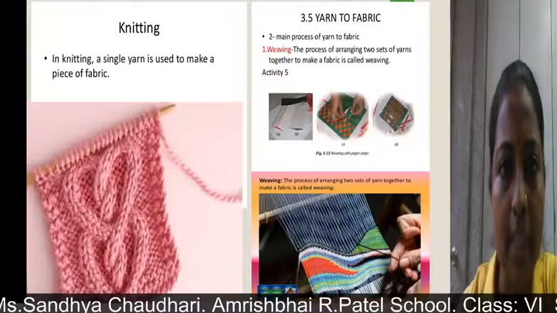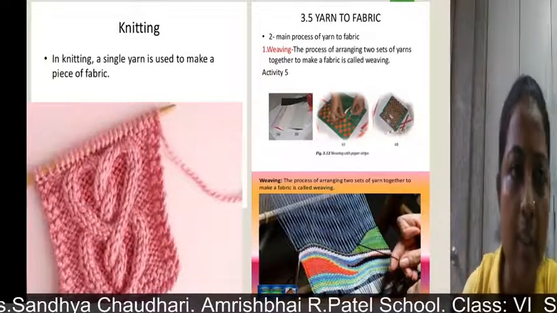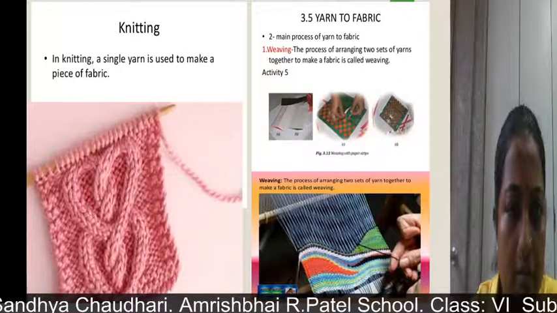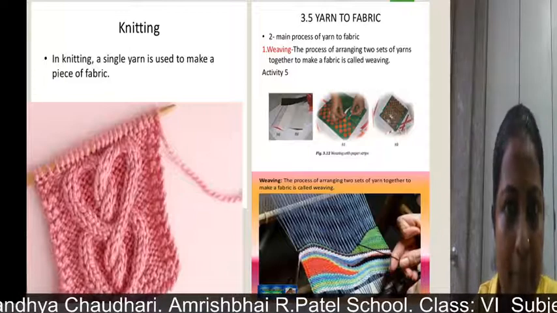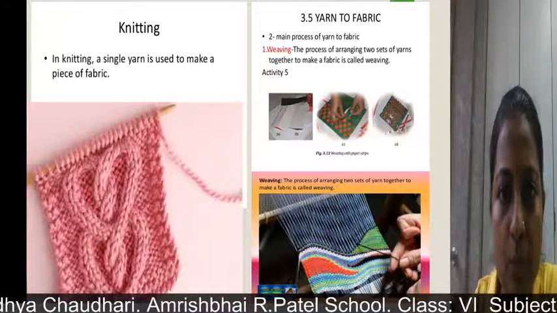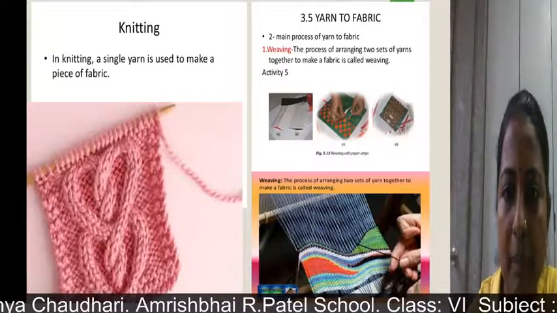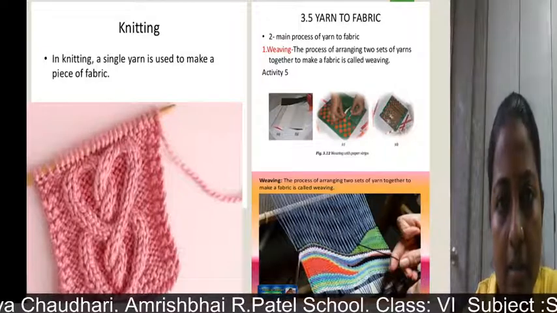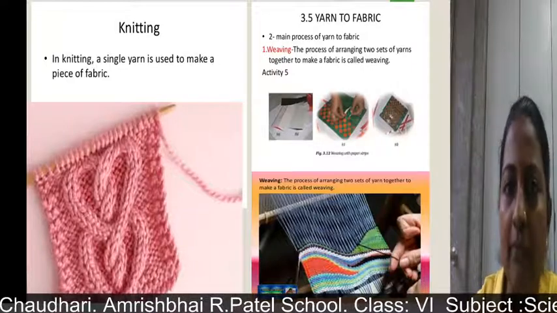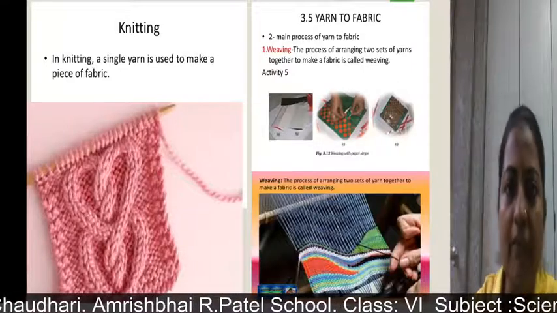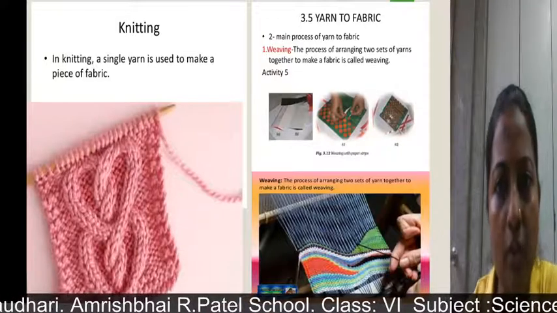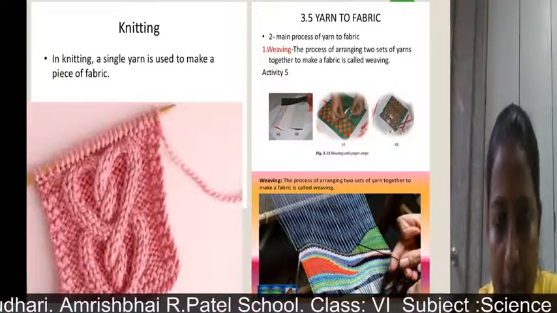After that we will see knitting and weaving process. Knitting. In knitting, a single yarn is used to make a piece of fabric. As you can see here, only a single yarn is used to make a piece of fabric. And here in weaving process, as you can see in the activity in your textbook, two different colors of paper strips are there, green and red color, and these are weaved together. The process of arranging two sets of yarn together to make a fabric is called weaving. So the main difference between knitting and weaving is, in knitting a single thread is used, and in weaving two sets of yarns are used to make a fabric.